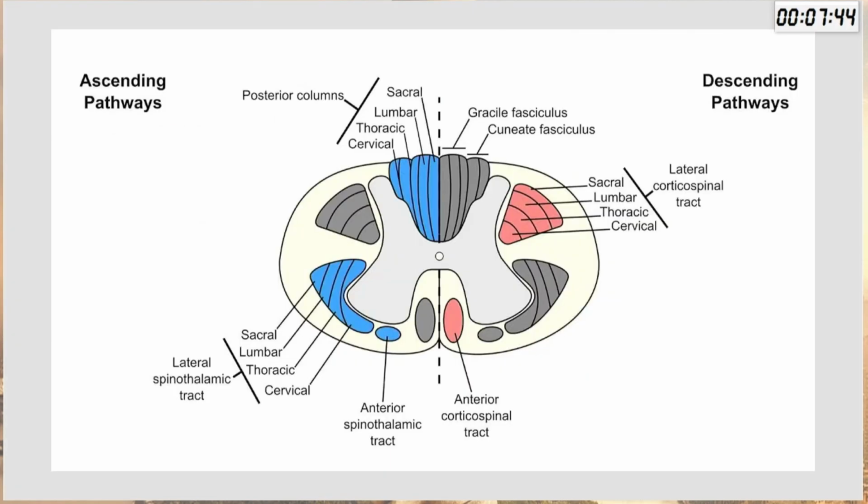As you can see from the arrangement of the fibers, the cervical fibers are closer to the central gray matter. And that is why when we have a central cord syndrome, we actually have a pronounced neurological deficit, more pronounced in the upper extremity when we compare it to the lower extremity.